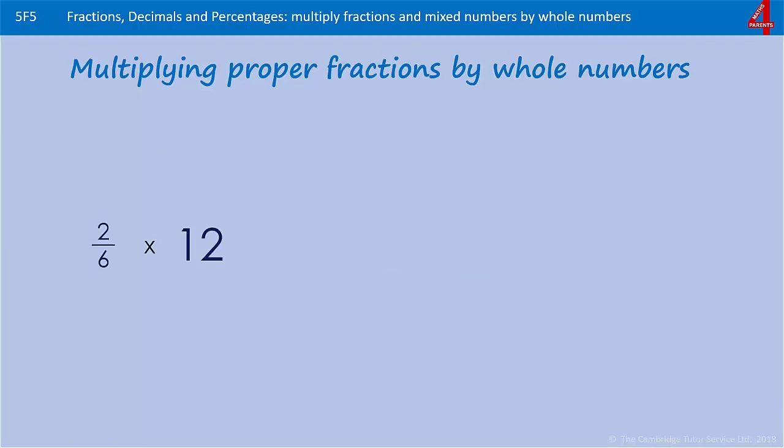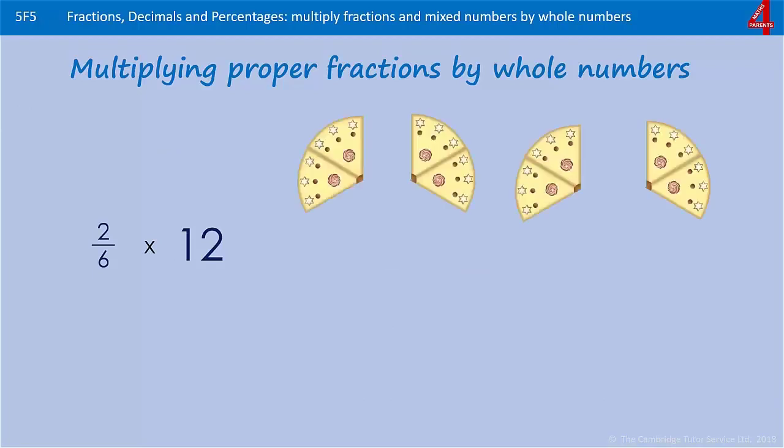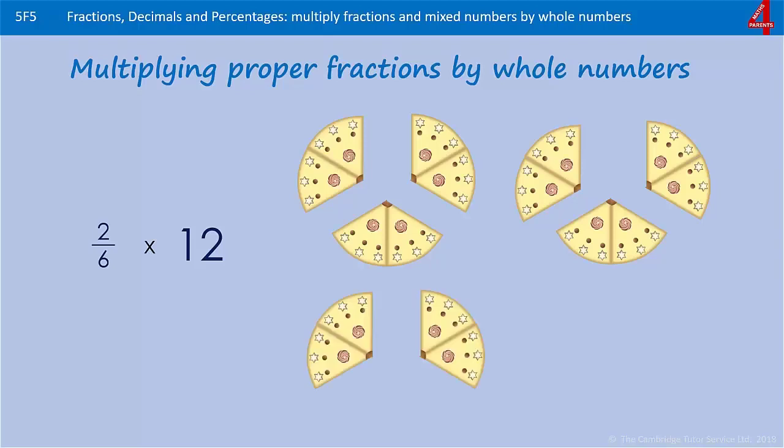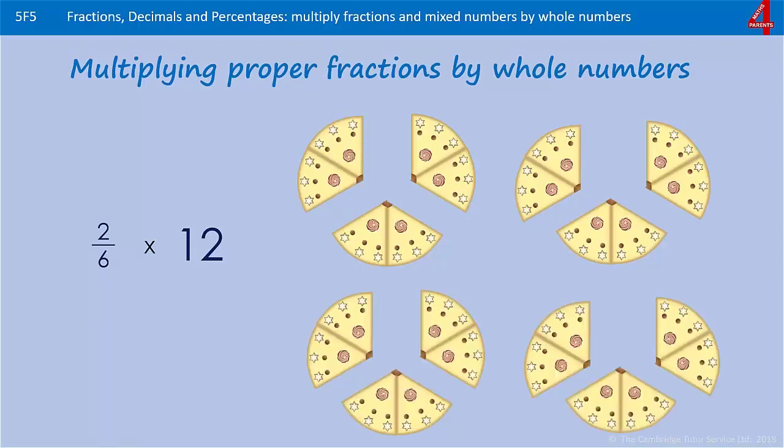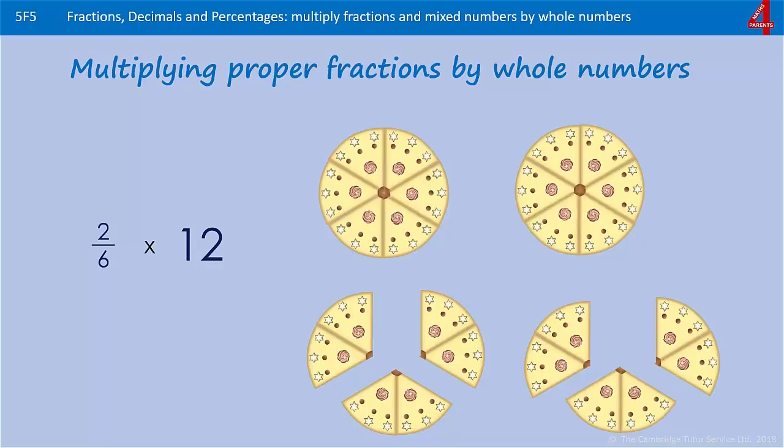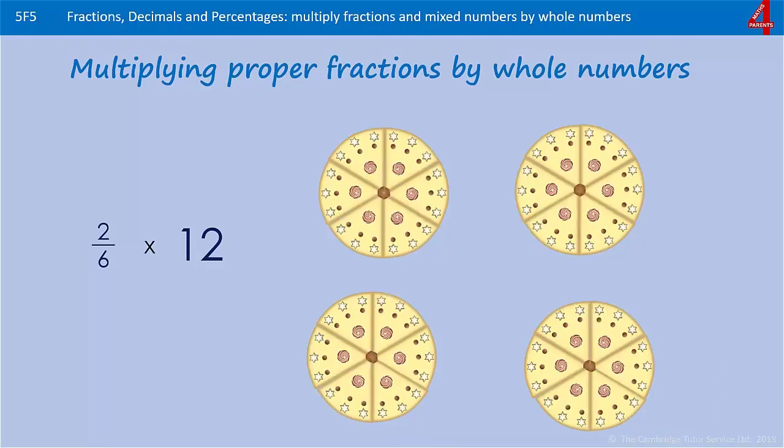Here's one for you to try. So we're going to start with the images. 2/6 times by 12. So we have 2/6 of a cake, and there's 12 lots of that. 12 lots of 2/6. And if we put those together, we have 4 complete cakes. 2/6 times by 12 is 4.